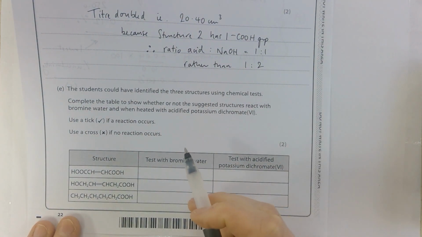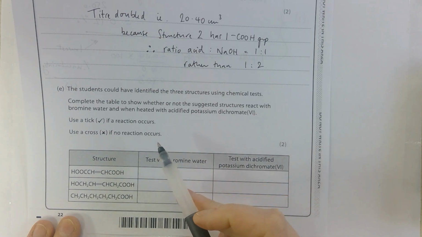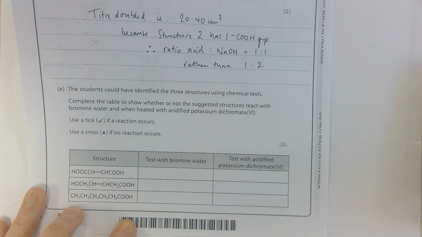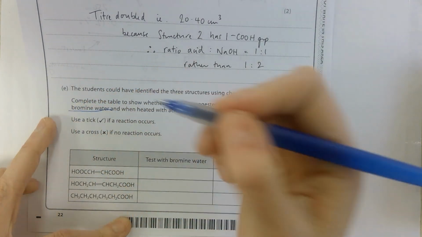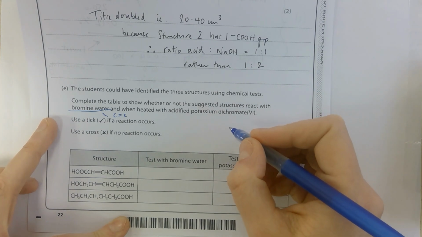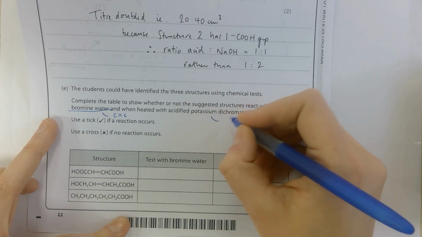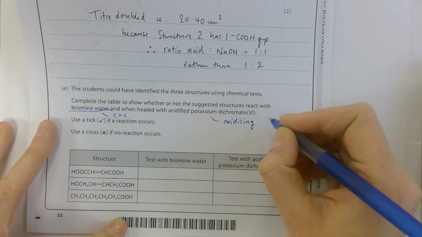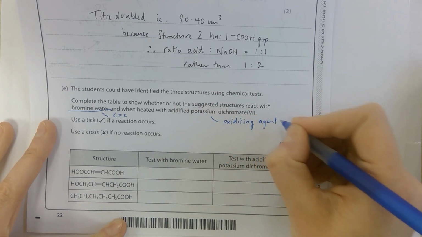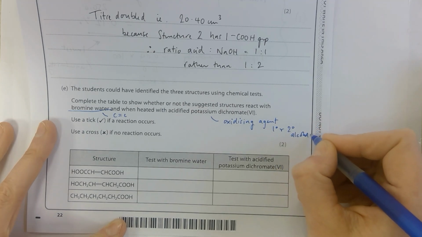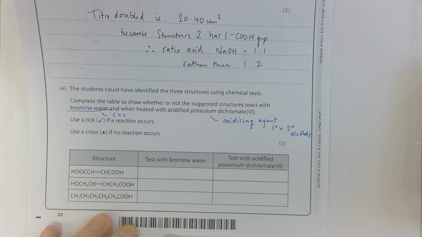Chemical tests. Complete the table to show whether the structures react with bromine water and when heated with acidified potassium dichromate. So think carefully about what these are testing for. Bromine water is a test for unsaturation, isn't it? A test for C double bonds. And acidified potassium dichromate is an oxidizing agent. It oxidizes primary and secondary alcohols and aldehydes. I'm not sure aldehydes are going to be necessarily relevant here.